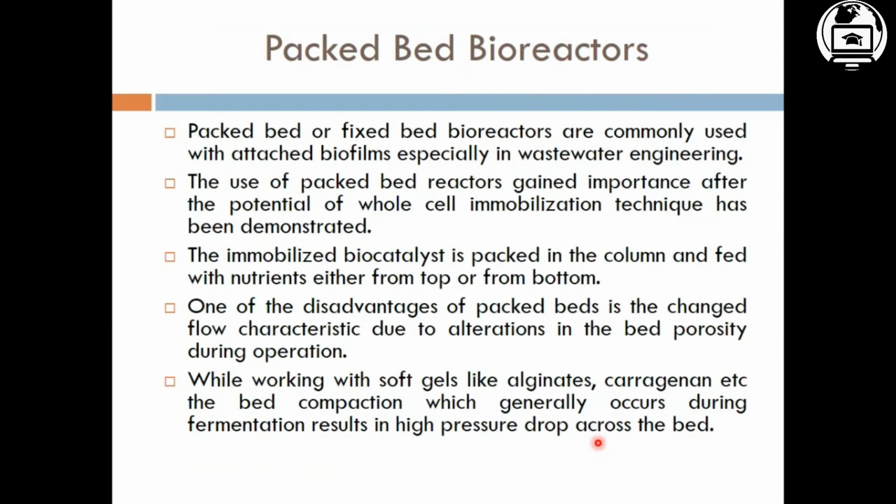The use of packed bed reactors gained importance after the potential of the whole cell immobilization technique was demonstrated. After whole cell immobilization showed its potential, the packed bed reactor gained importance. So the immobilized biocatalyst is packed in a column and fed with nutrient either from the top or from the bottom.